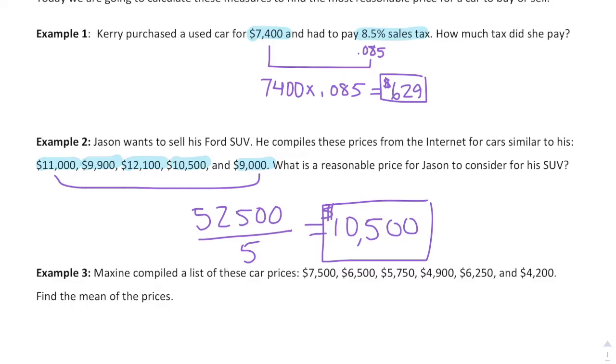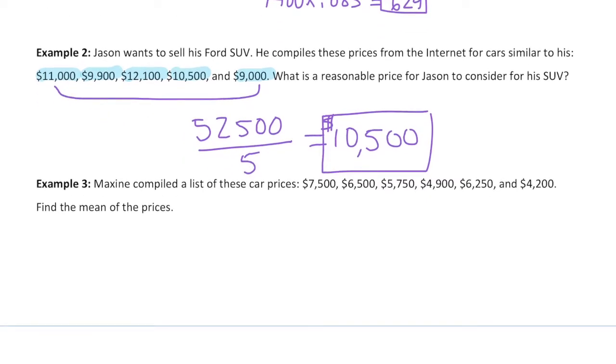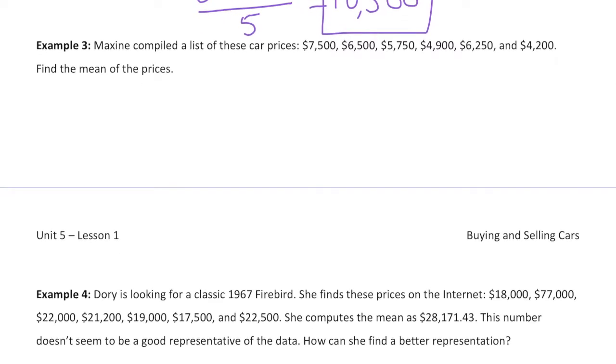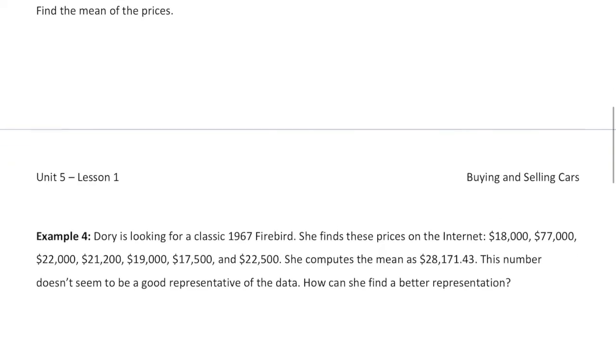And so example 3 is the same thing. All the values in example 3 are relatively close together. In that particular problem, it just says to find the mean, so you don't have to decide. It asks you what the mean is, so just find the mean.